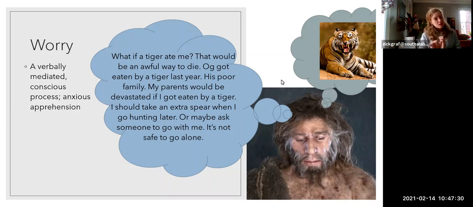So the definition of worry is that it's a verbally mediated conscious process, whereas anxiety and fear both refer to physiological states primarily that influence our cognitive experiences. Worry is kind of the other way around. It's a cognitive process that can influence our physiological state.